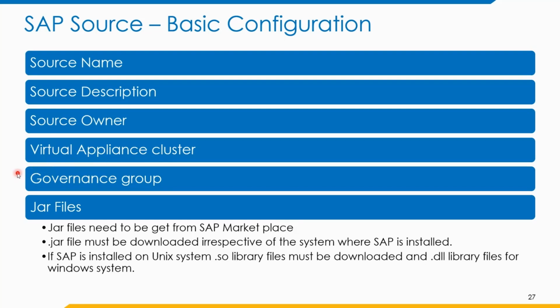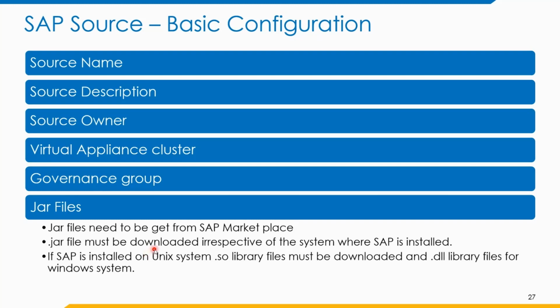Coming to governance group, this is an optional thing, where if in case the source owner is not available, the people of the governance group can perform similar activities to what a source owner can do. And that we have already discussed, the jar files that need to be in place. One is the jar file that needs to be downloaded from SAP Marketplace, irrespective of the SAP system that we are integrating.